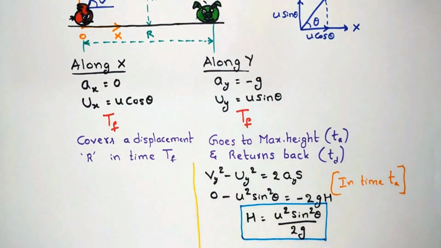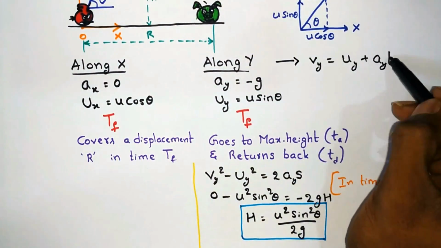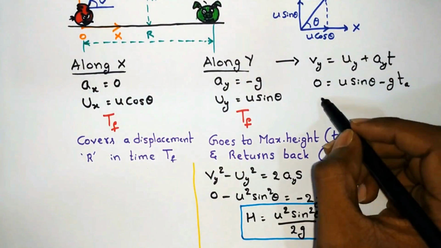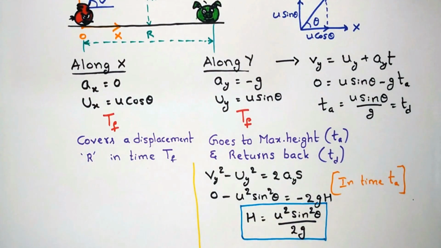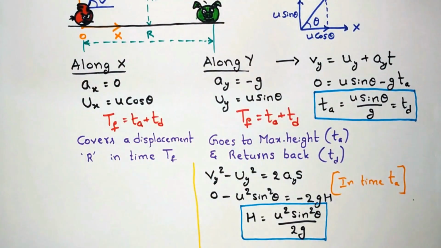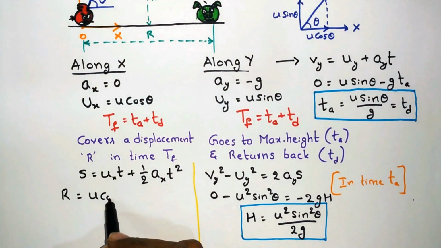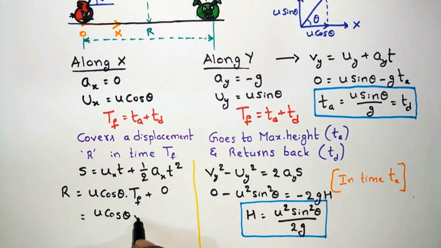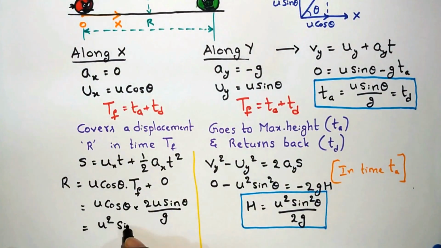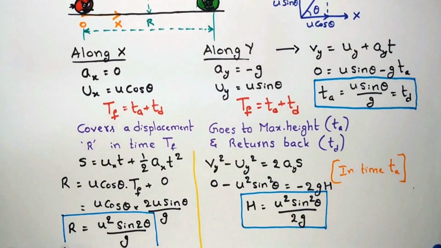Now let's consider first equation of motion along y-axis, which is v equal to u plus at, and this equation gives time of ascent Ta as u sin theta by g, which is further equal to time of descent. So we can find the time of flight by adding Ta and Td. Now let's take second equation of motion along the x-axis, which is s equal to ut plus half at square. And along the x-axis in time interval Tf, the displacement is equal to r. So by substituting Tf, which is 2 times of Ta, we will get r equal to u square sin 2 theta by g, and we generally call this the range of the projectile.